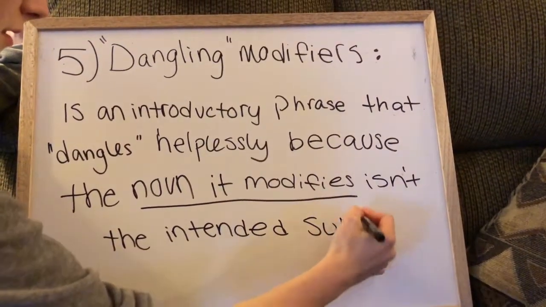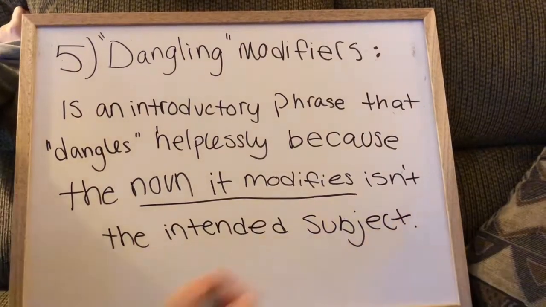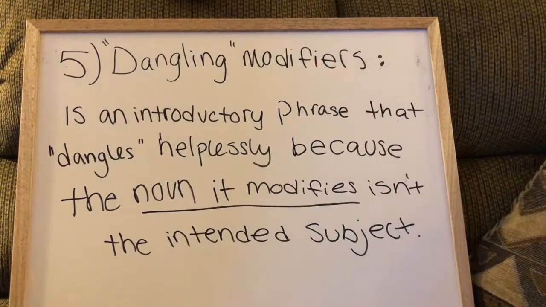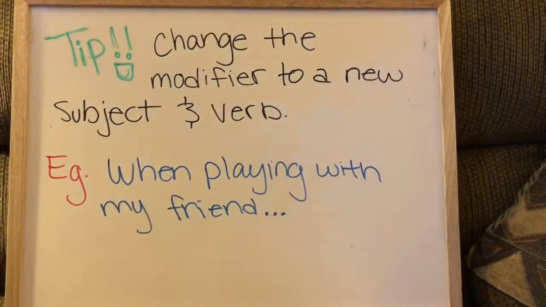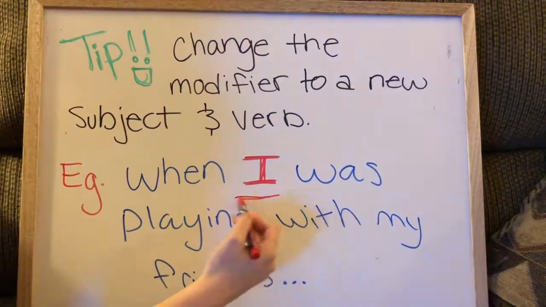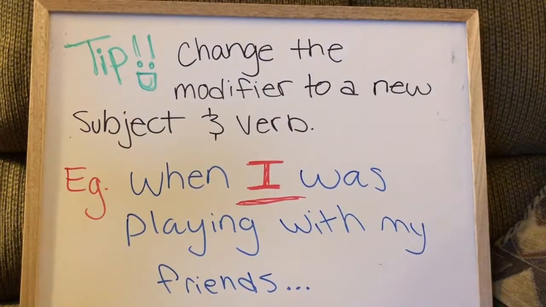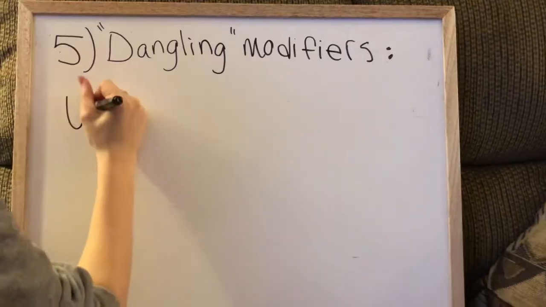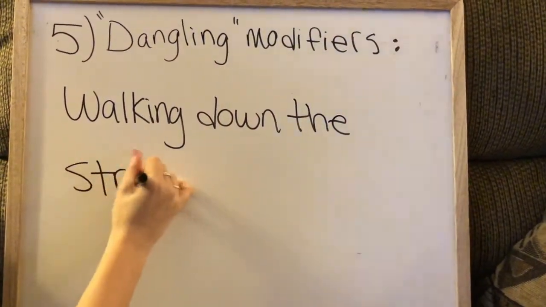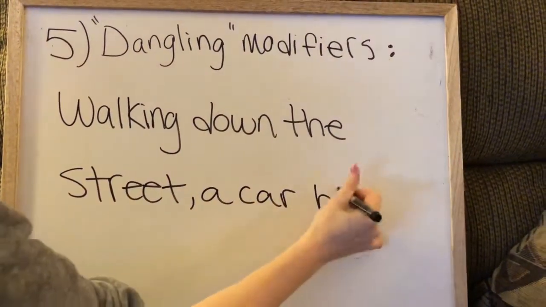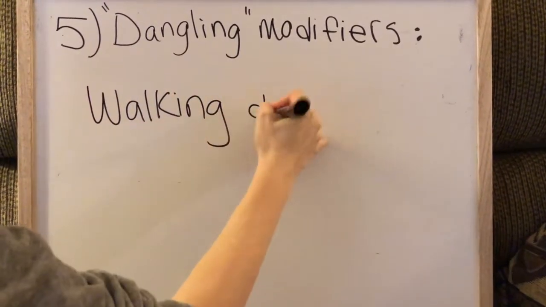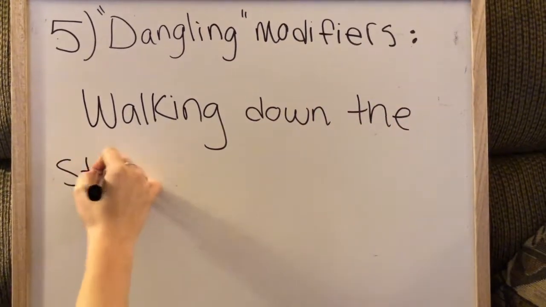Lastly, dangling modifiers, which are an introductory phrase that dangles helplessly because the noun it modifies isn't the intended subject. One easy tip is to change the modifier to a new subject and verb. When playing with my friend should be when I was playing with my friends. In this example, the reader knows it was Jim who was walking down the street. Assure that the clause or phrase is explained in the sentence. To correct this, change the modifier to a new subject and verb.